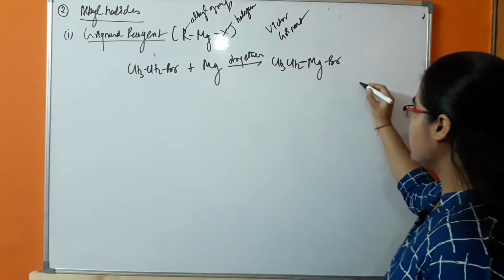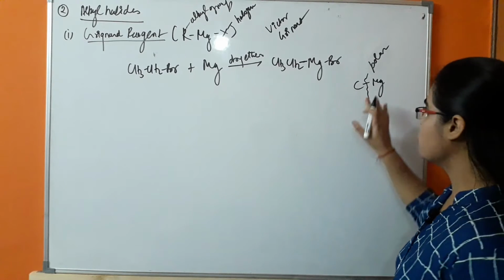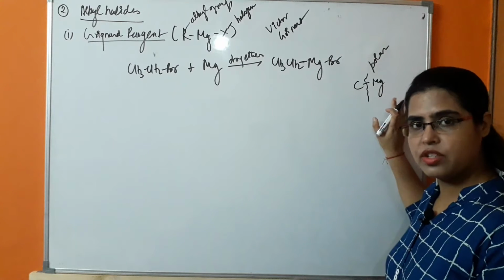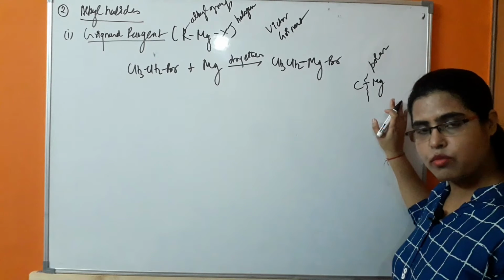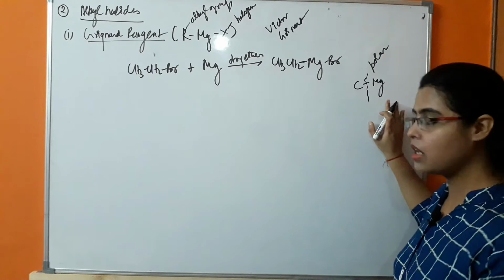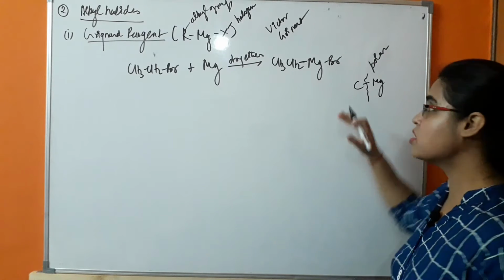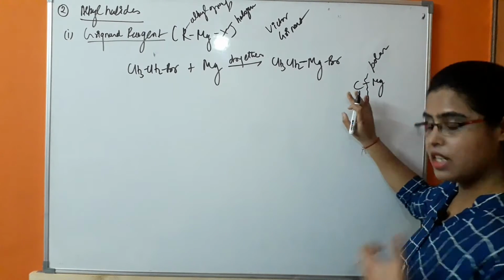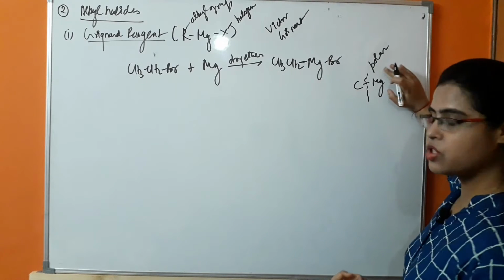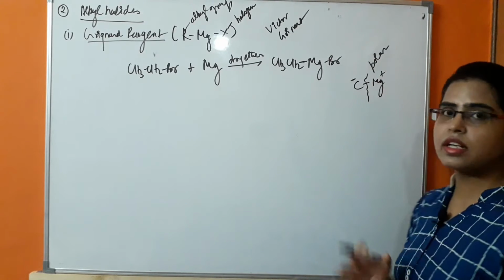Because the bond between carbon and magnesium is highly polar, because of the electronegativity difference between carbon and magnesium. Magnesium is a very electropositive metal, whereas carbon is electronegative, that is a non-metal. So the electronegativity difference is very high, and because of that this bond is highly polar. Because of that, there will be a positive charge on the magnesium and a negative charge on the carbon.